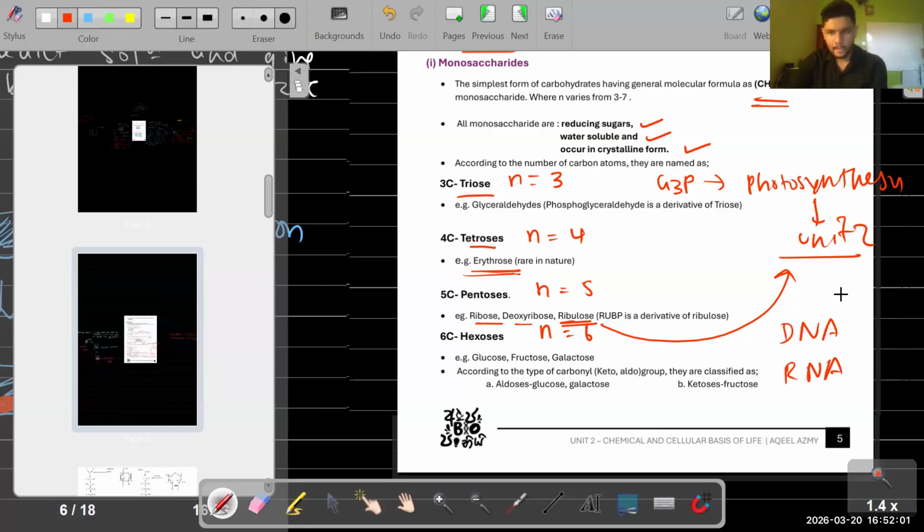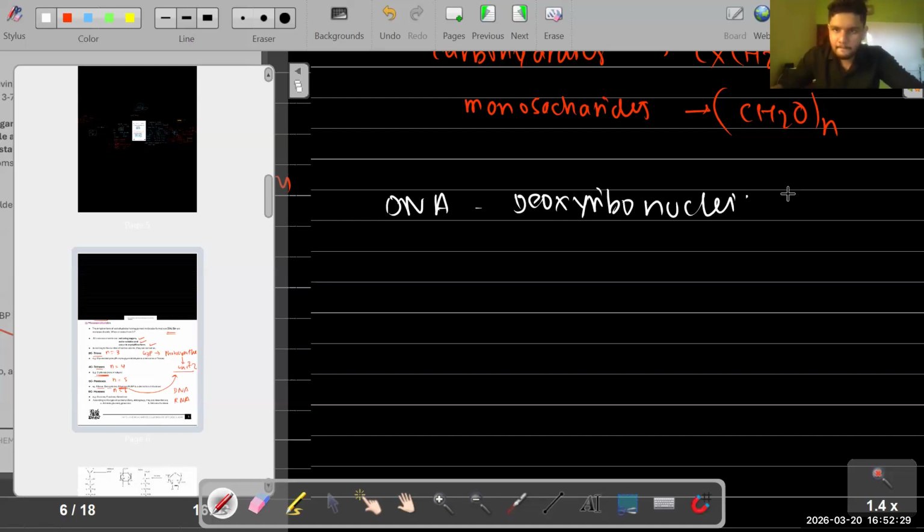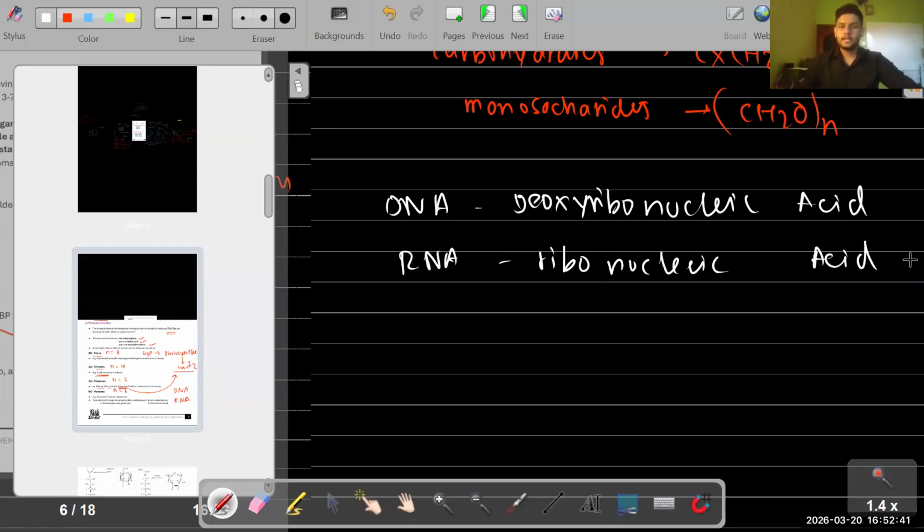Right. So DNA. Now, we'll be learning this under Unit 2, nucleic acids. I'll give a small introduction to that, right? So DNA means D means deoxyribo, N means nucleic, A means acid, right? RNA means ribonucleic acid, right?